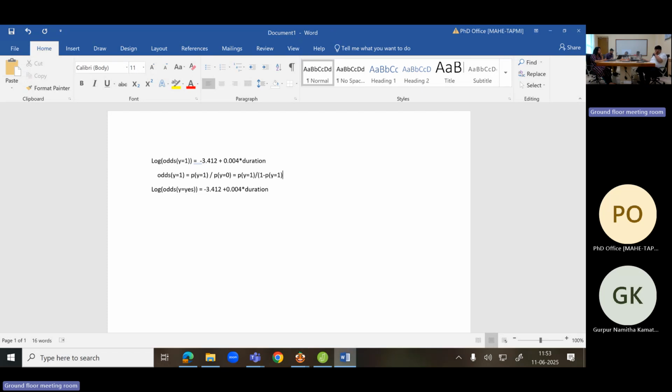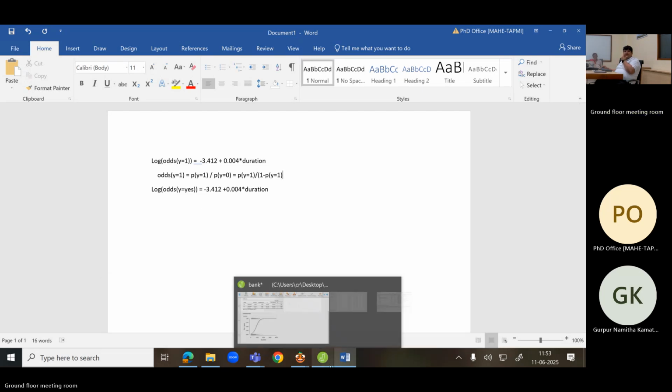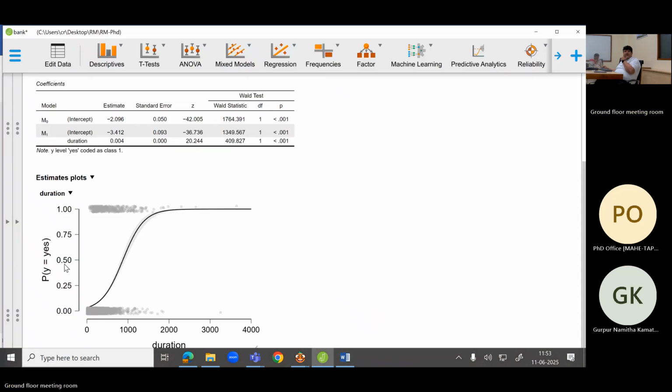So I was coming to that. Here we said if I want to find out the likelihood of a person accepting the term deposit, we generally say that if that person has probability more than 0.5, they have a tendency to avail the term deposit.